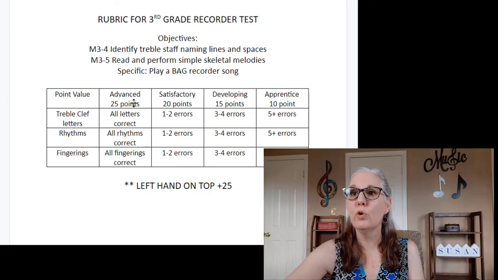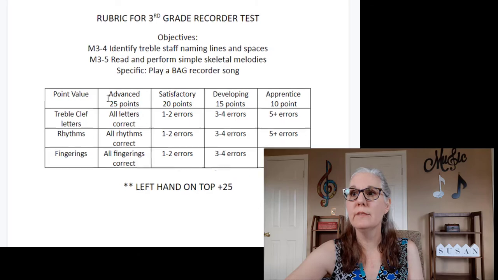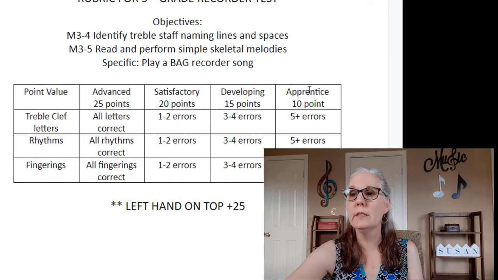So you can see the wording that I gave, which was advanced, satisfactory, developing, and apprentice. The treble clef letters, all letters are correct. 1 to 2 errors, 3 to 4 errors, 5 errors. You can see what that is there.